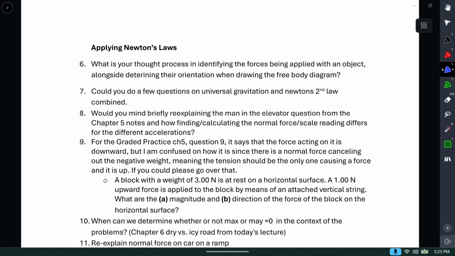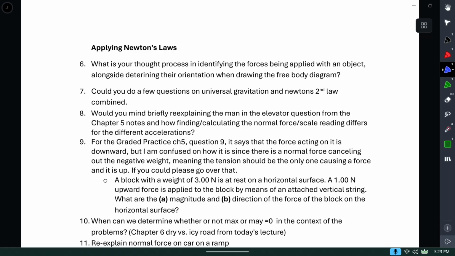All right, what is your thought process in identifying the forces being applied to an object alongside determining the orientation when drawing the free body diagram? So I talked through that a little bit with the frog on a log thing. What I do is I say, what's it touching? If it's touching something, there's a force, at least one from that thing. A lot of times there's two, because you have the friction and the normal force, and you just think about them as two separate pieces.